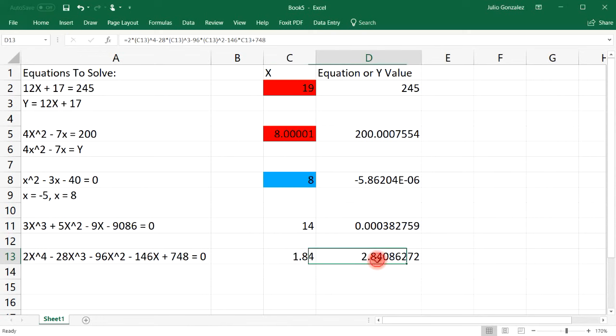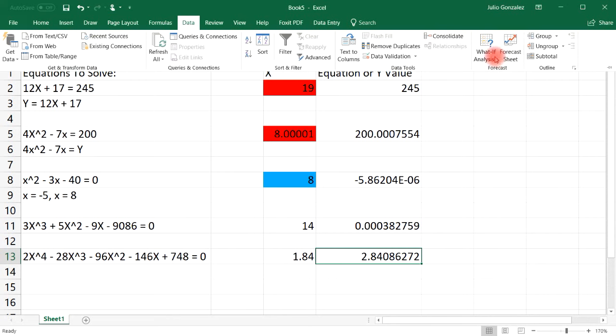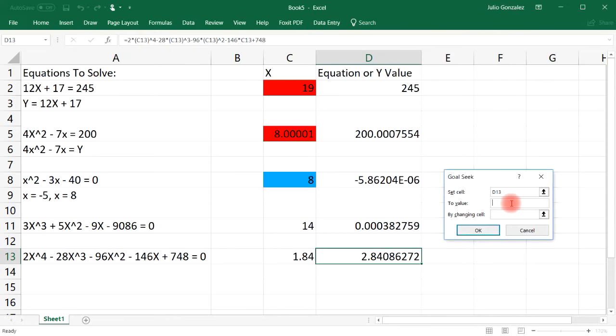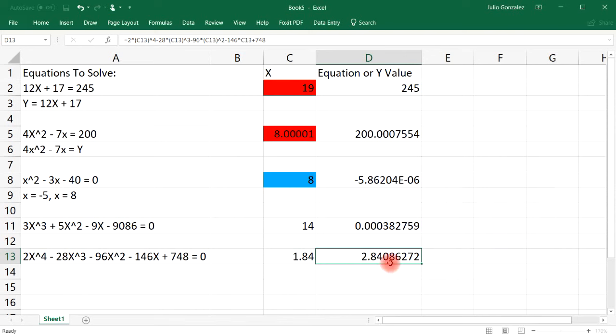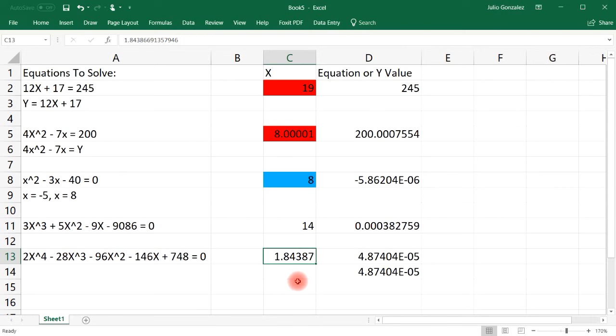Well, not exactly 1.84, but let's do that again. I guess we need a more specific answer. So it's 1.84387. And so this number, e to the negative 5, it's really 0.0000487404. And so you can see that here. It's close to 0, which means our answer is about 1.844. If we type in 1.844, you can see this is close to 0.